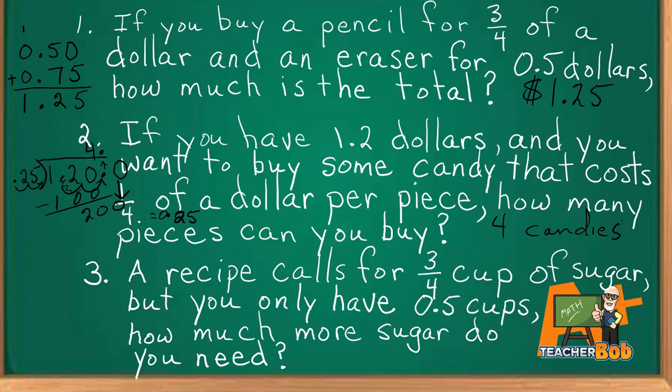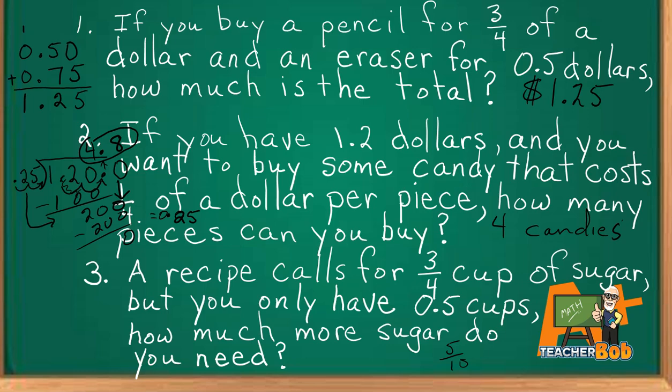Okay, so we bring down this 0. How many times does 25 go into 200? Well, it goes in 8 times. And 8 times 25 is 200. Subtract that and you're left with 0. So your exact final answer is 4.8 candies. And in real life, you're not going to be able to buy 4.8 candies. It's going to be just 4 candies. You have to round down.